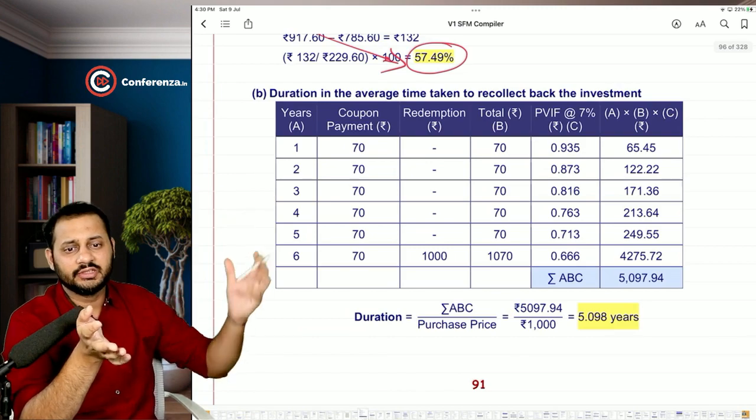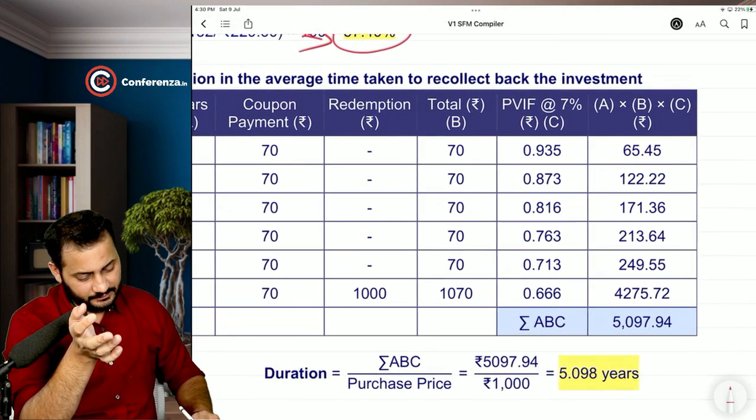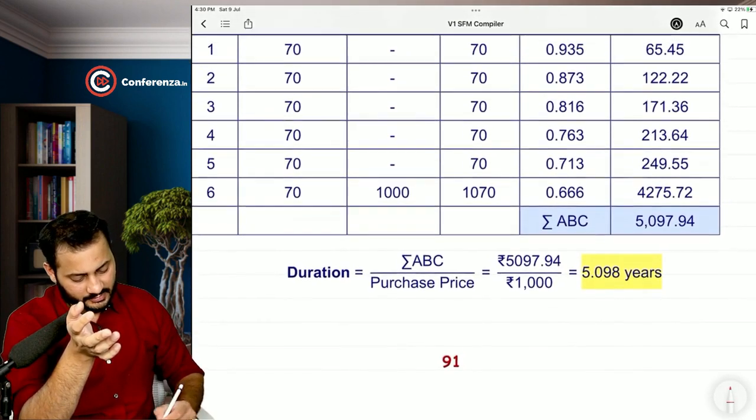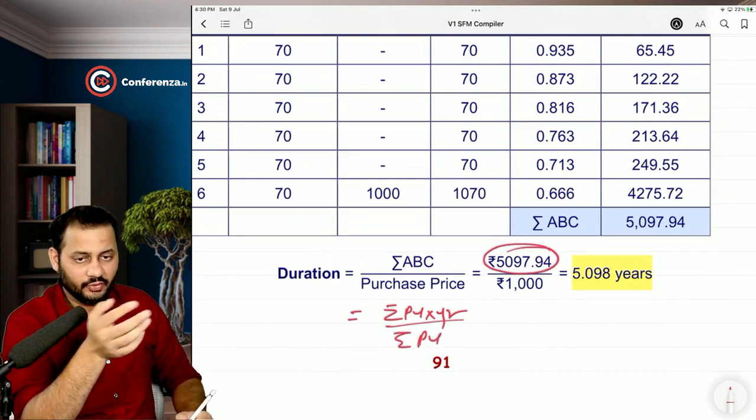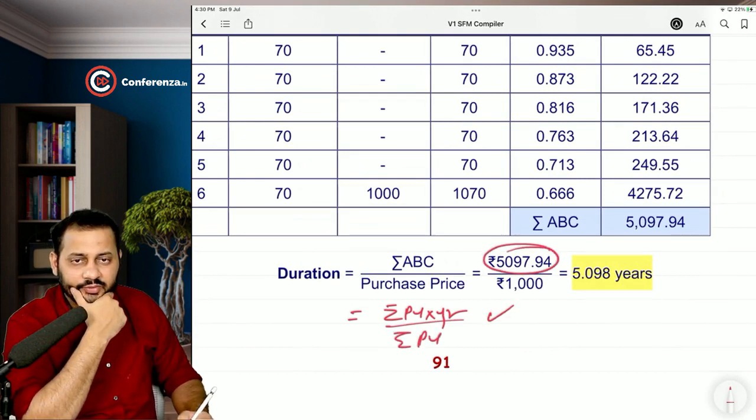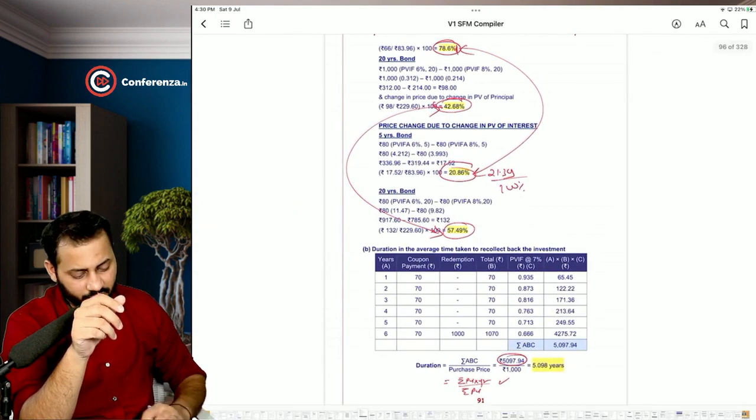In this question they have used this method of summation, which means summation of present value into year divided by summation of present value. So this is the total of present value into year divided by total of present value. Okay, this is the method that they have followed. We are going to do it in our way.